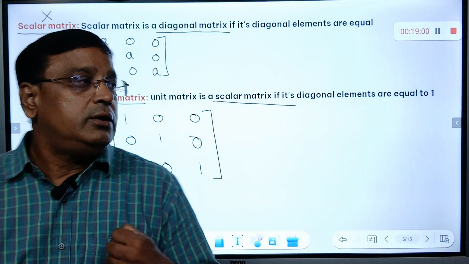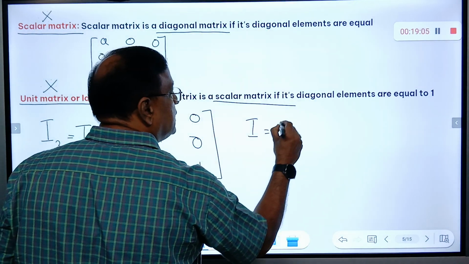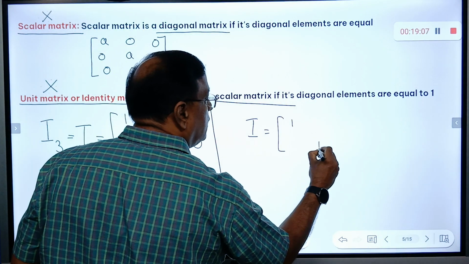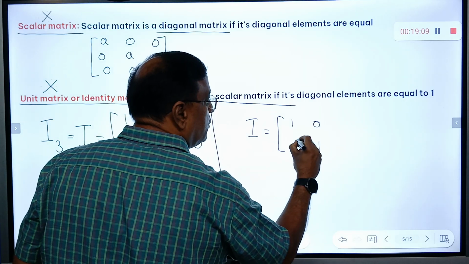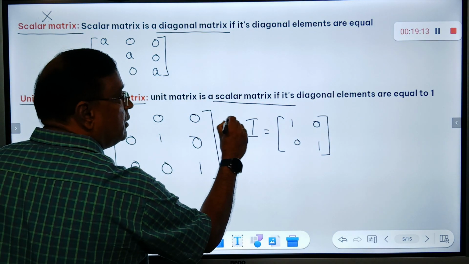Okay. Now, you can also have a matrix like this, 1, 1, 0, 0. So what is the order of this matrix? It's 2 by 2. So how do I denote it? I2.